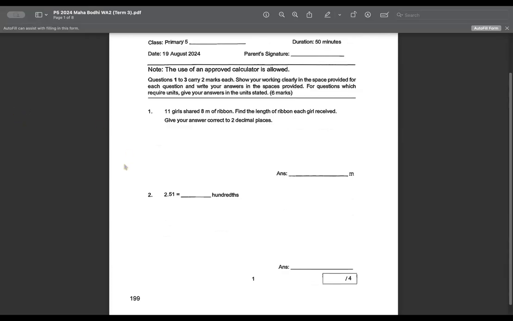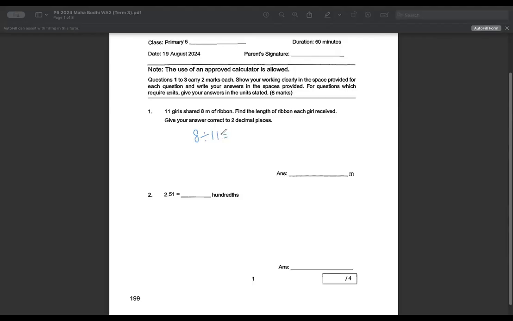Okay, question 1. 11 girls shared 8 meters of ribbon. Find the length of ribbon each girl received. Give your answer correct to 2 decimal places. So we have to find the length of the ribbon each girl gets. The total ribbon is 8 meters, so to find one girl's share, you take the total length, which is 8, and divide by 11 girls.